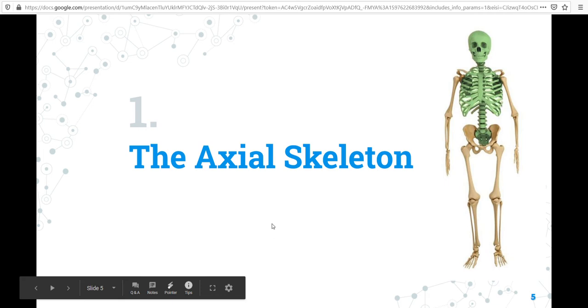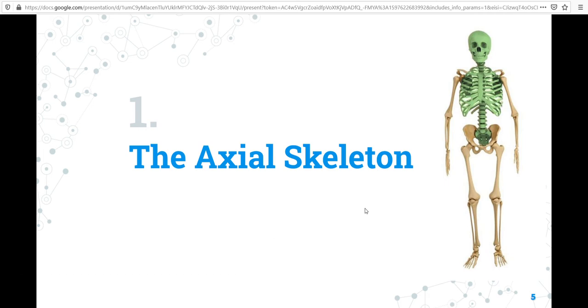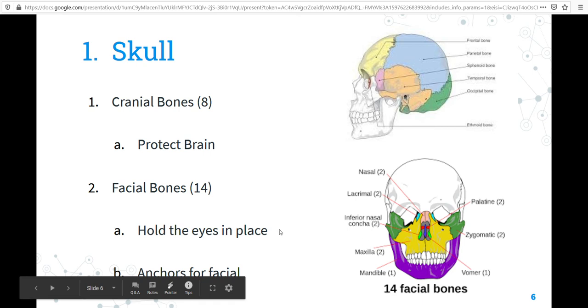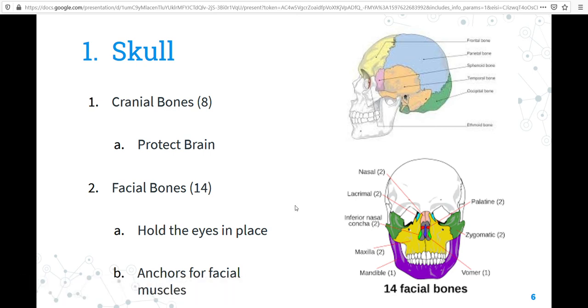So first let's take a look at the first division of the skeletal system. It's everything that's in the middle. It excludes the appendages and the limbs. That's the axial skeleton that's highlighted in green. Its first component is the skull, and the skull is made up of 8 cranial bones. They serve to protect the brain. That's these right here. And then we have the facial bones. There's 14 of them, and they do things such as hold the eyes in place. They also serve as anchors for facial muscles, and this is how we can move our face in response to certain things in our life and display emotions.